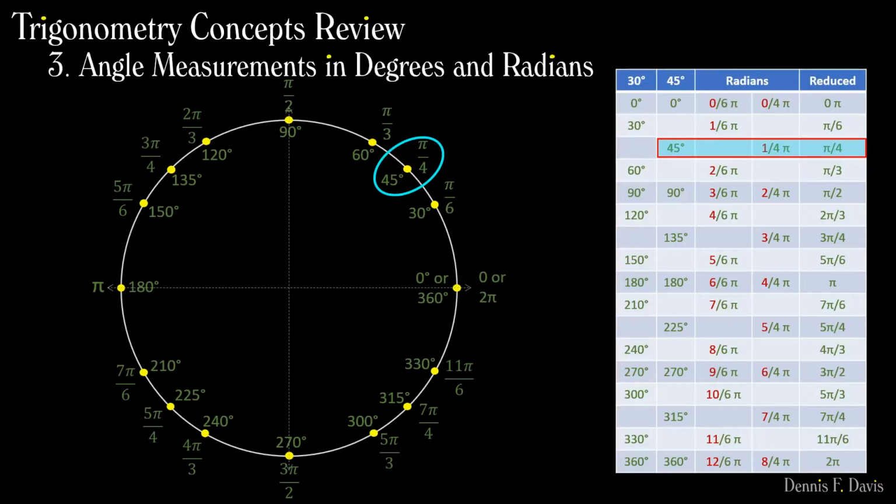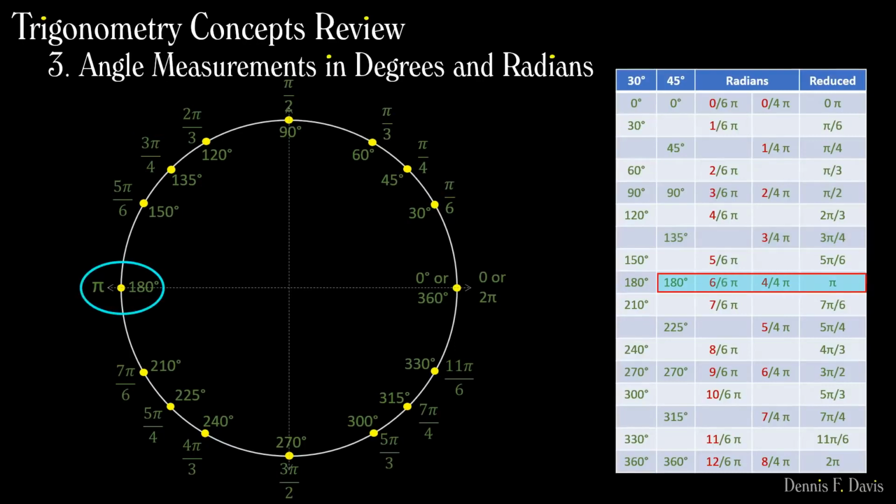Each multiple of 45 degrees is another pi over 4 radians, so 90 degrees must be 2/4 of pi, which reduces to 1/2, so pi over 2 radians. Of course, this is the same answer we got when we considered 90 degrees to be 3 times 30 degrees, so 3/6 pi radians. 135 degrees is 3/4 of pi, which cannot be reduced, so 3 pi over 4 radians.